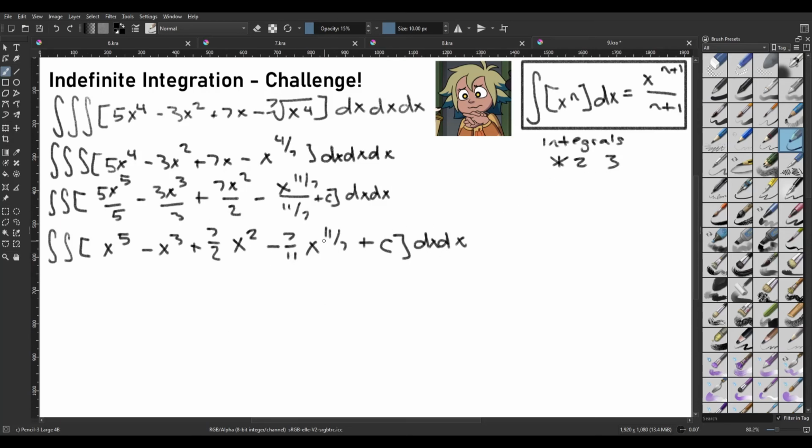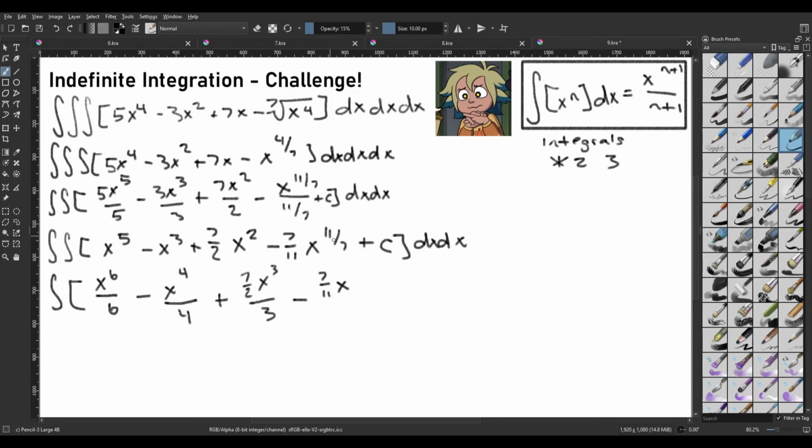Let's do the second integral now. So the second integral we're going to start as the antiderivative of x to the 5th. The antiderivative of x to the 5th is x to the 6th over 6. So remember, it's x to the n plus 1 over n plus 1. That's exactly what we did here. Minus x to the 4th over 4 plus 7 halves x to the 3rd over 3 minus 7 over 11 x.